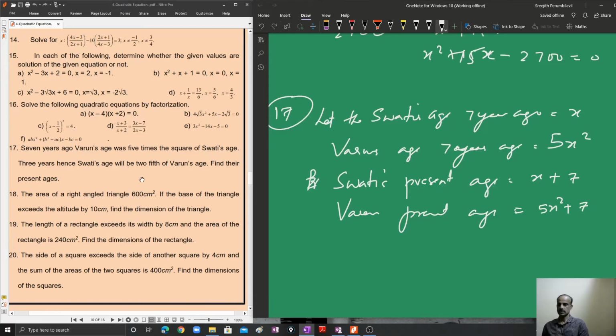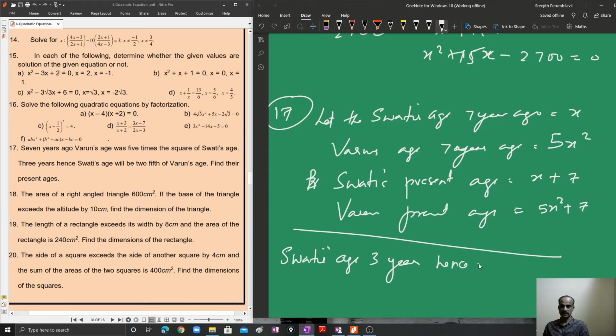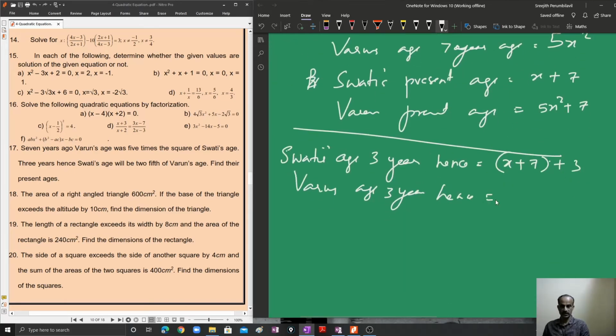Now what is given? 3 years hence Swadi's age will be 2/5 of Varun's age. Now we have to talk about what is 3 years hence. 3 years hence means 3 years from now. The present age is x plus 7, so 3 years from now means plus 3. So what is Varun's age 3 years hence? Present age is 5x square plus 7, so 5x square plus 7 plus 3.